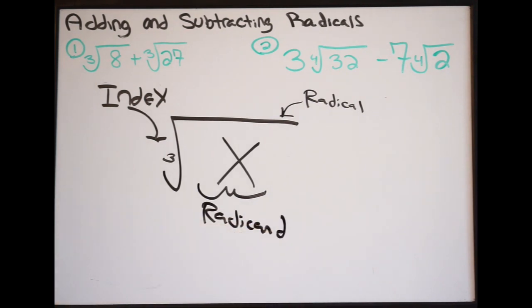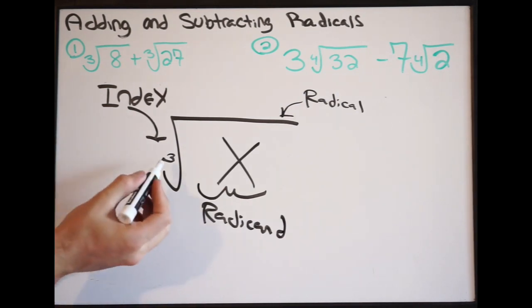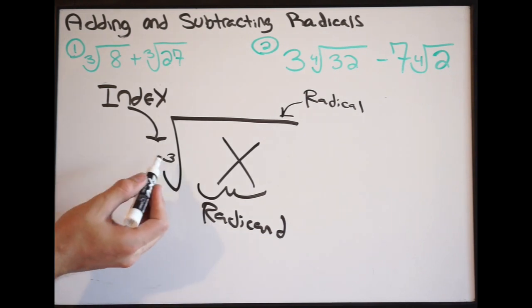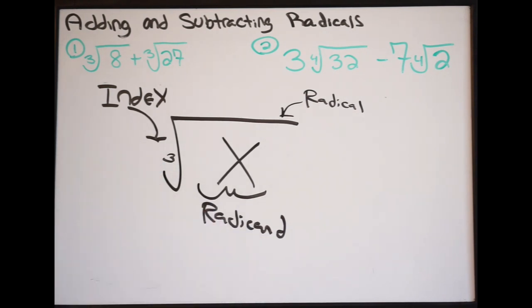So, if you are adding and subtracting radicals, you need 2 things in common. 1, it has to have the same index. And 2, it has to have the same radicand. If they both have that in common, then you can go ahead and combine them. Alright, so again, they have to have the same index, and they have to have the same radicand.